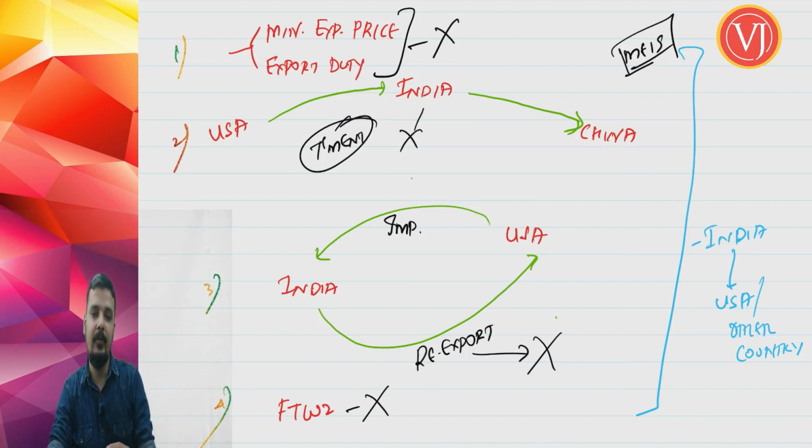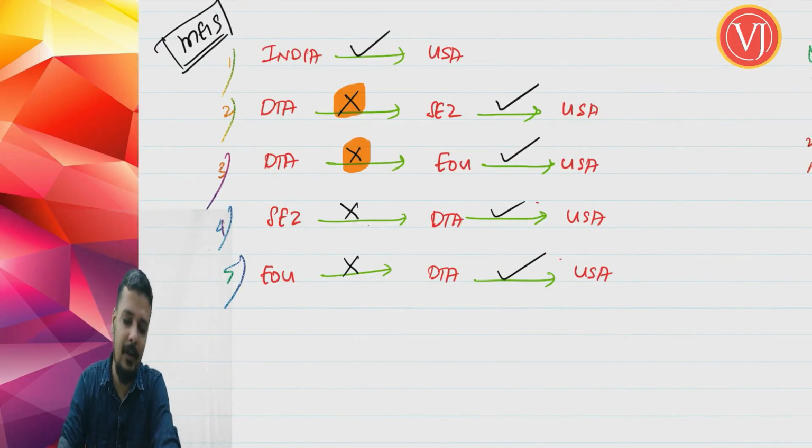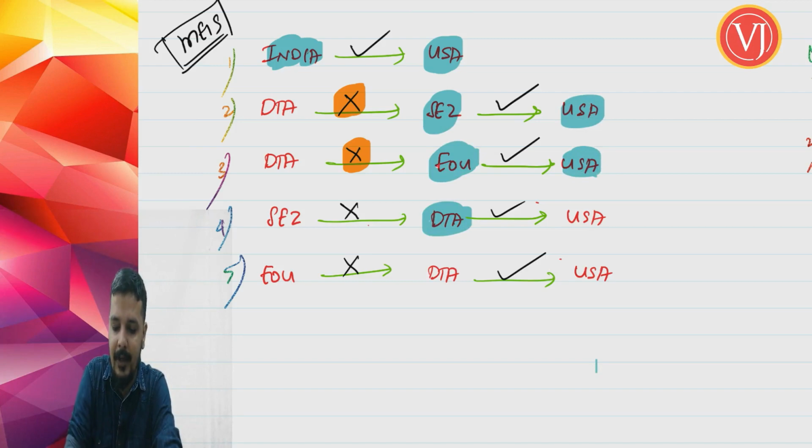So if you look at these 4 special cases, and the normal case was very simple. Normal case tells that if it is actually going outside India, only then it will be counted. Whether it is India to USA or special economic zone in India to USA, or EOU to USA or DTA to USA, that will be counted. This is a very normal case.